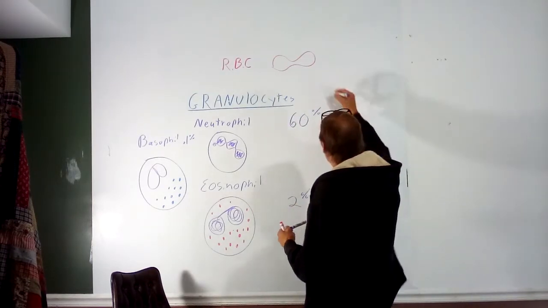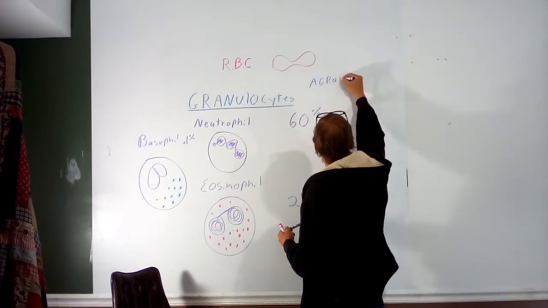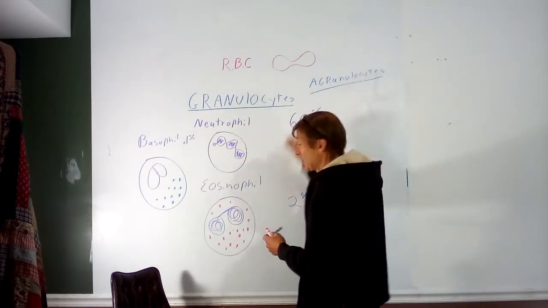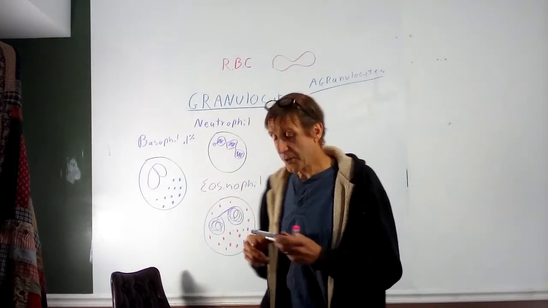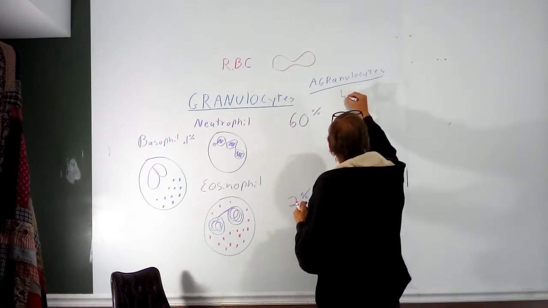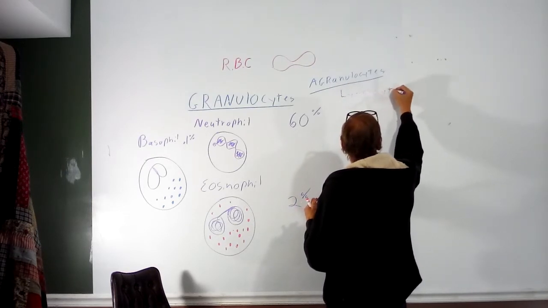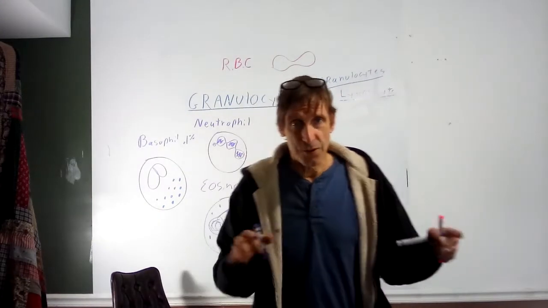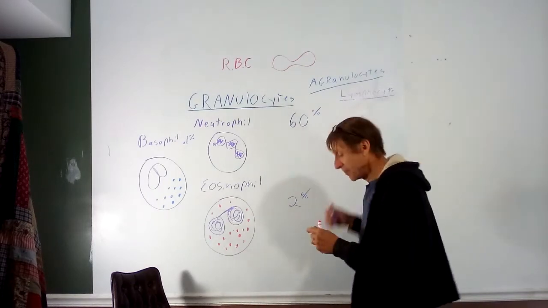The other type is called agranulocytes. They have a clear cytoplasm, no inclusions, no granules. There's only 2. The most common is called a lymphocyte. And again, I'll have them on pictures labeled, so these can be hard to read. I've watched some videos, it's a little tough, but lymphocyte.